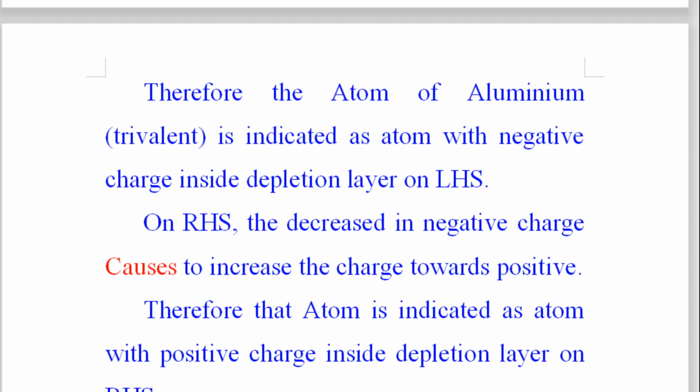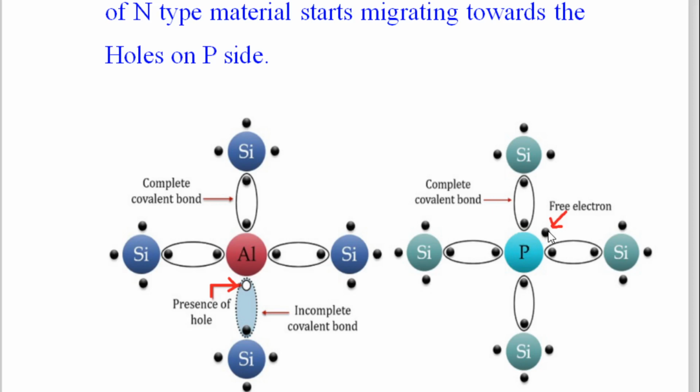That diagram I am going to show you in the next slide. Now on the RHS, what will happen? On the RHS, the decrease in negative charge causes an increase of the charge towards positive. Why? Because here you see this electron migrates from the right-hand side to the left-hand side. Therefore, the total number of electrons present here will be less, and therefore the negative charge will decrease.